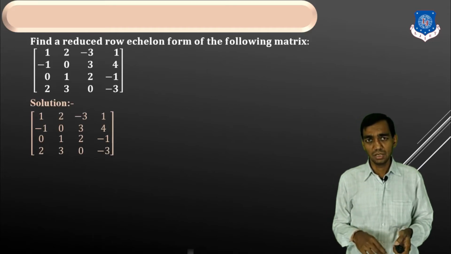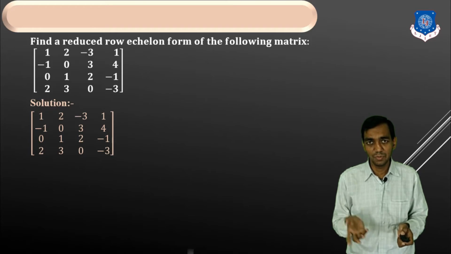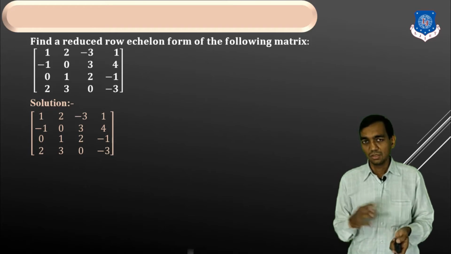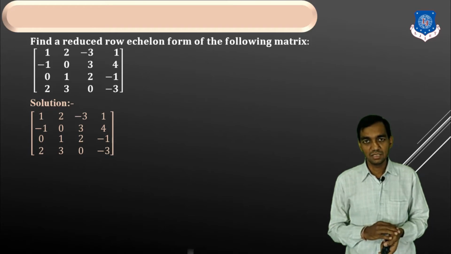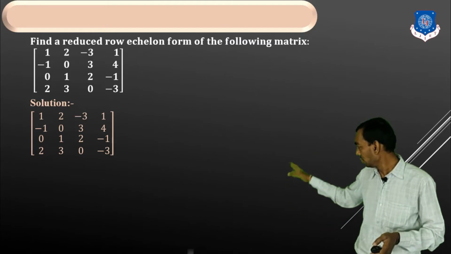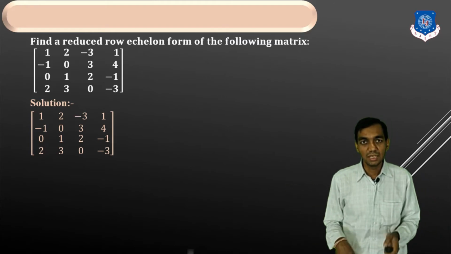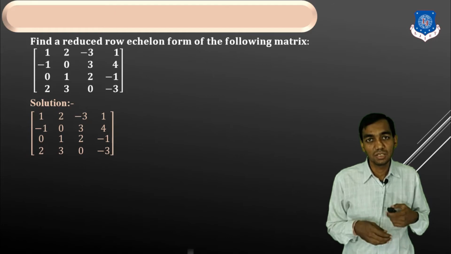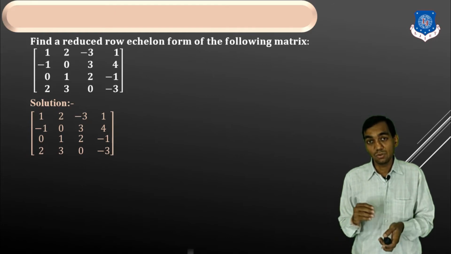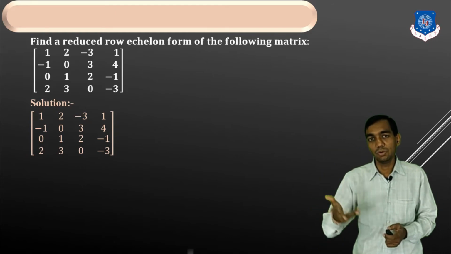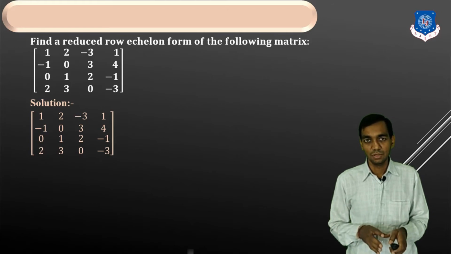Starting with the solution, again here the first non-zero element is already 1. So there is no need to interchange the rows. Now all entries below the leading one must be 0. Here we have to reduce to reduced row echelon form. That means all entries below and above the leading one must be 0.